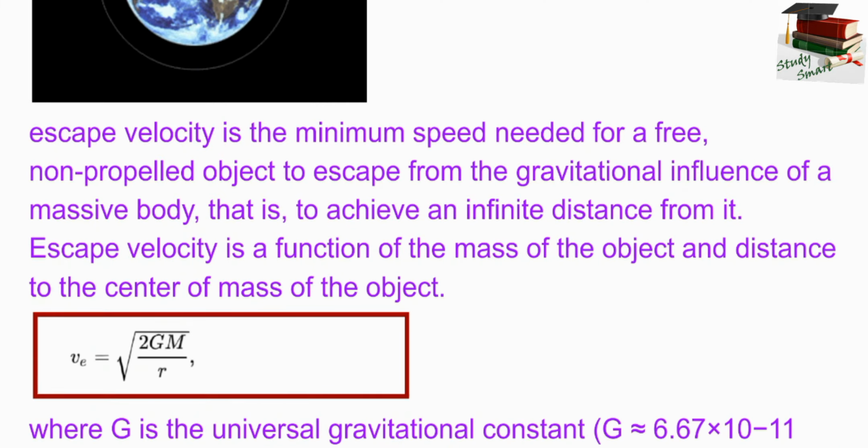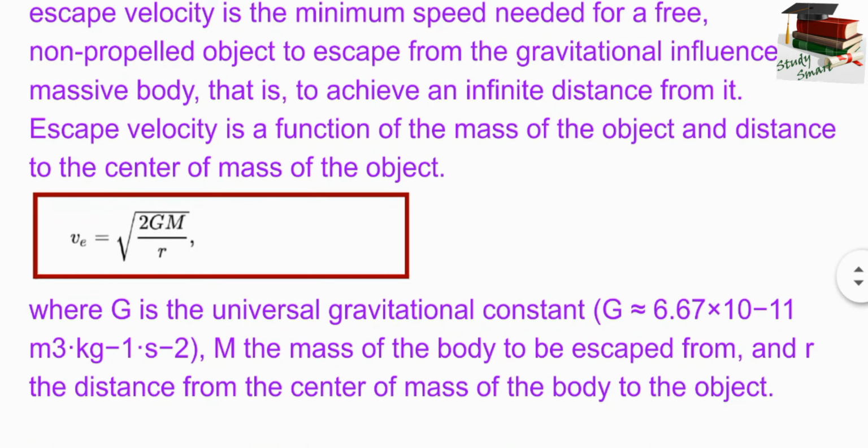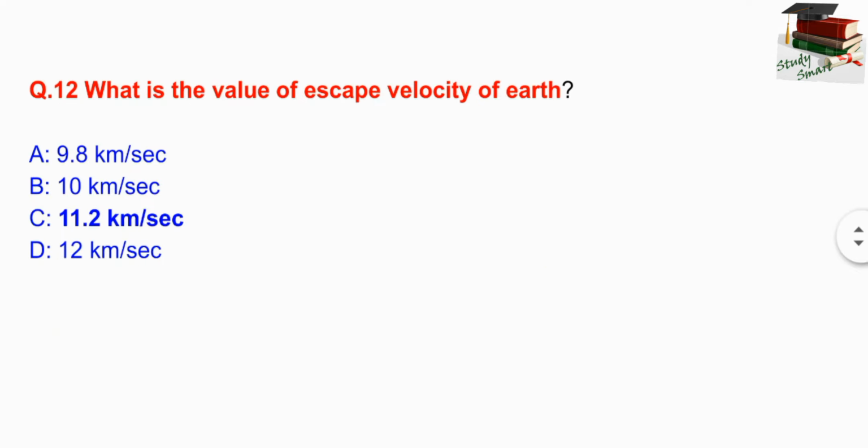Escape velocity is a function of the mass of the body and the distance to the center of mass of the body, that is, escape velocity is equal to root over 2GM divided by r, where G is the universal gravitational constant, M is the mass of the body to escape from, and r is the distance from the center of mass to the object. Next question, what is the value of escape velocity of Earth? The right answer, 11.2 km per second.